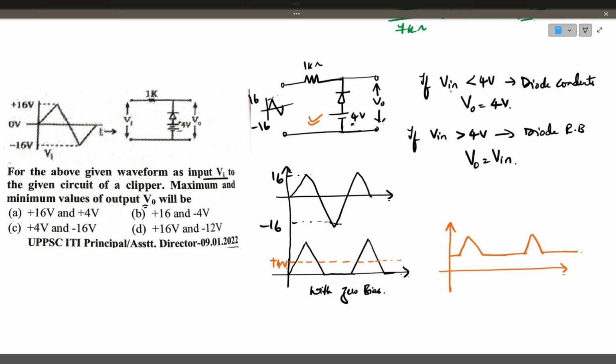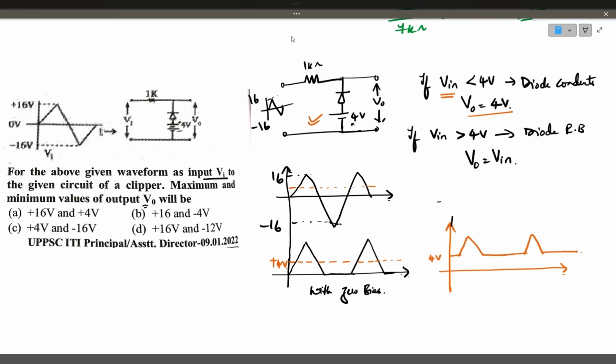Okay. If input is less than 4 volt, diode conducts and output is plus 4 volt. So we have seen, if input falls below 4 volt, then output will be 4 volt. If input is above 4 volt, output is nothing but input. So this is the way how to do the things based on the logic that we have discussed.